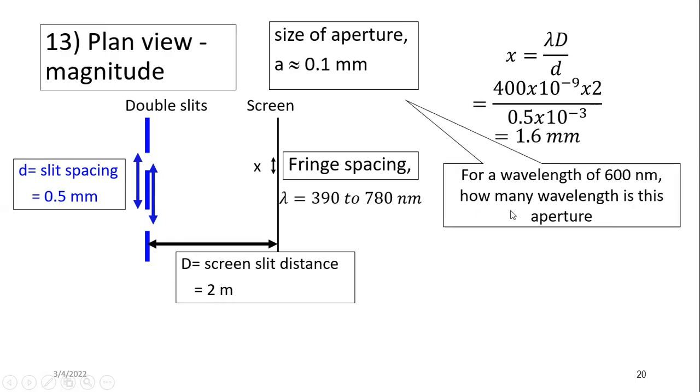Okay, question. How many wavelengths is this aperture? For a wavelength of 600 nanometer, how many wavelengths is this aperture? This one. What's your answer? Where is the answer? It's just 0.1 divided by 600.